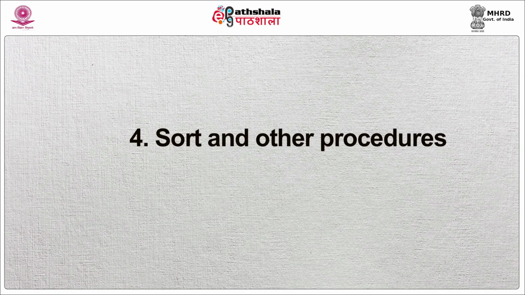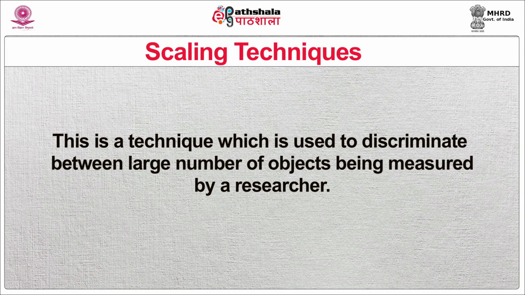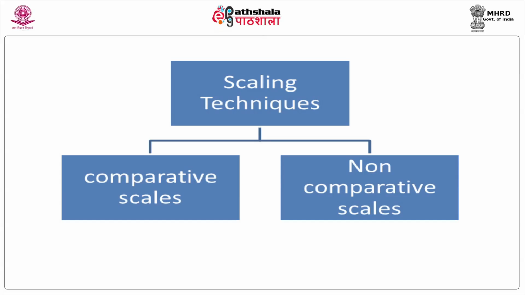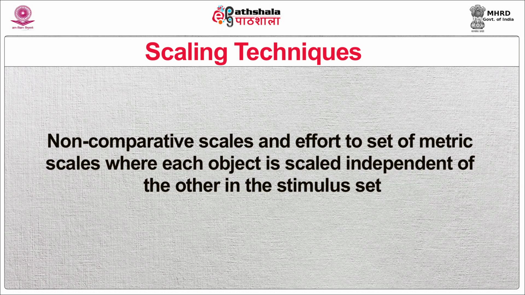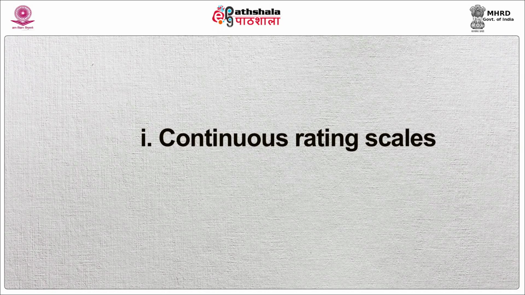Fourth, sort and other procedures. This is a technique which is used to discriminate between a large number of objects being measured by a researcher. This particular technique helps the researcher achieve his objectives quickly. The second category of scales, non-comparative scales. Non-comparative scales refer to a set of metric scales where each object is scaled independent of the other in the stimulus set. The common techniques used in this category are: first, the continuous rating scales.